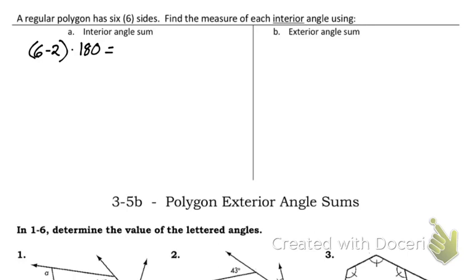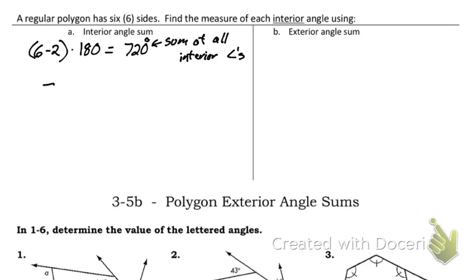That will give me the sum. So this is going to be 720. That is the sum of all interior angles, right? But it wanted the measure of just one angle. So what do I do with that entire sum? Yeah. You just divide it by 6. Divide by 6, because 6 is the number of sides, which is the number of angles.